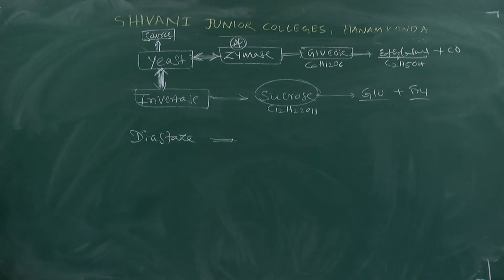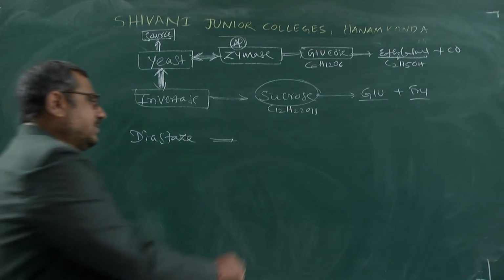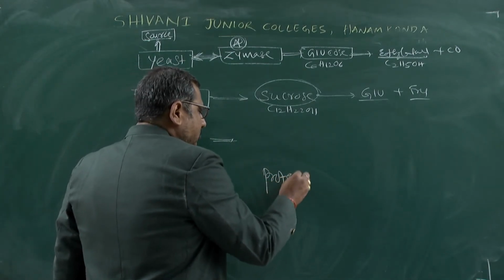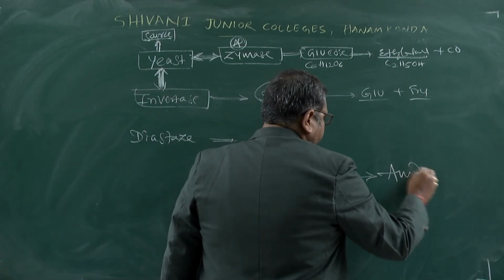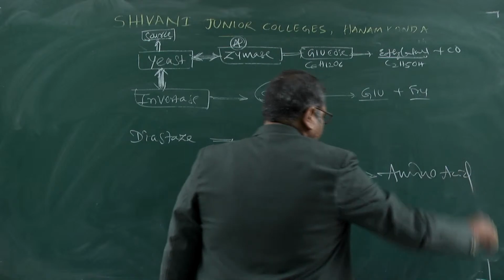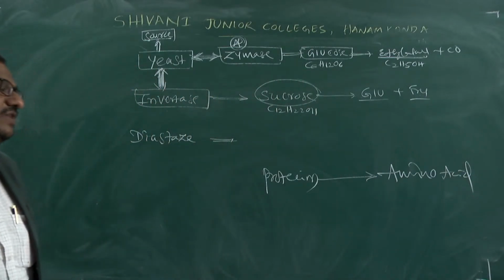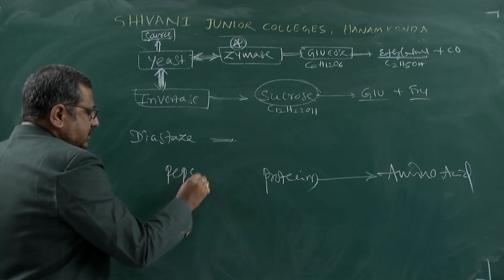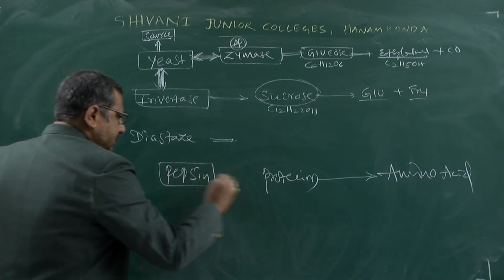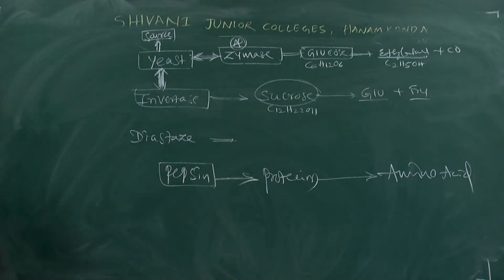Another enzyme is urease, which converts urea to ammonia. Another is pepsin, which is present in the stomach. It converts proteins to amino acids. So the proteins in the food material are converted to amino acids by the pepsin enzyme.